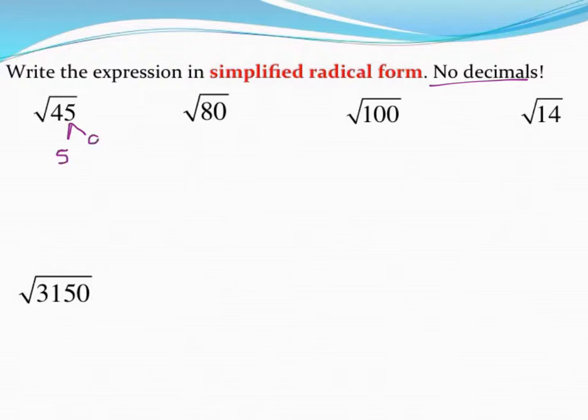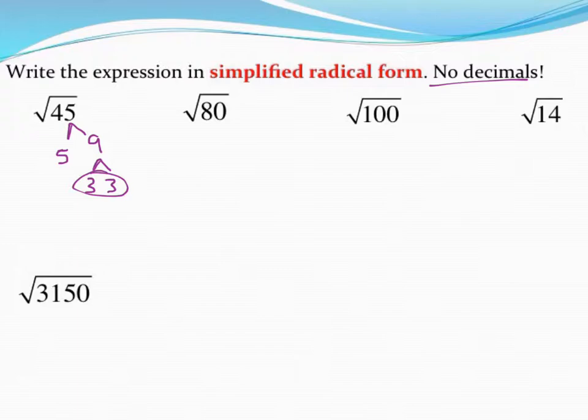What I want to do is keep factoring until I have only prime numbers, numbers that can only be divided by 1 and themselves. So 5 is prime, but 9's not. 9 can be factored into 3 times 3. So once you've factored all the way, you want to look for pairs of numbers in your prime numbers. So I see that I have a pair of 3s.